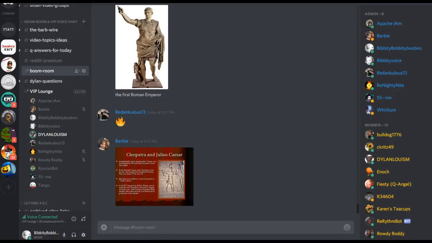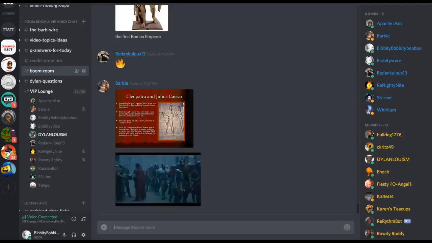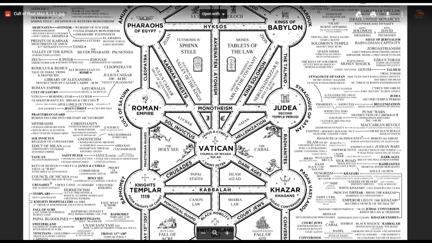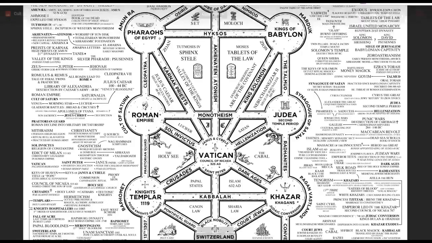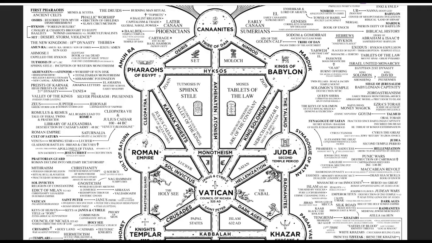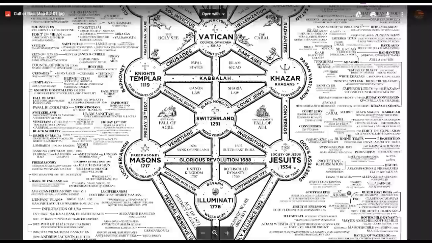One interesting note about Julius Caesar is that if you read his Wikipedia, it says that he claimed he came from Venus's bloodline. So not only did he marry into Cleopatra, but he's claiming he came from Venus's bloodline, which, as you see on the deity chart, ties back to Lucifer.